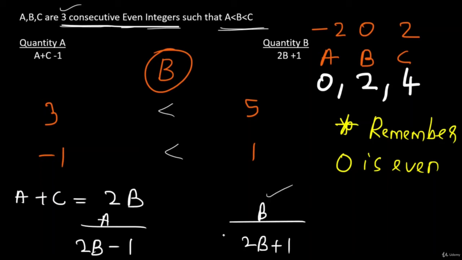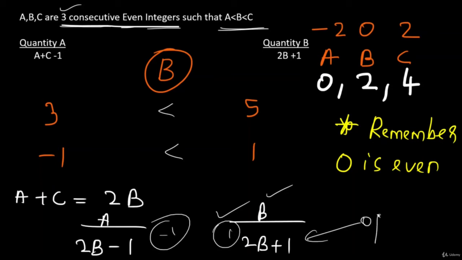Now, if you have a confusion about this, you can easily check this. Try to subtract 2B from both the quantities. So, you are left with minus 1 in quantity A and 1 in quantity B. And 1 is definitely greater than minus 1. This is performing operations on the quantities. Therefore, the correct answer to this question is option B.